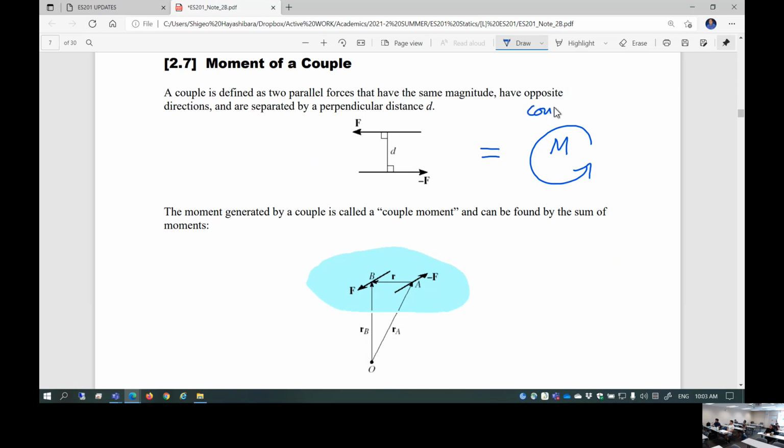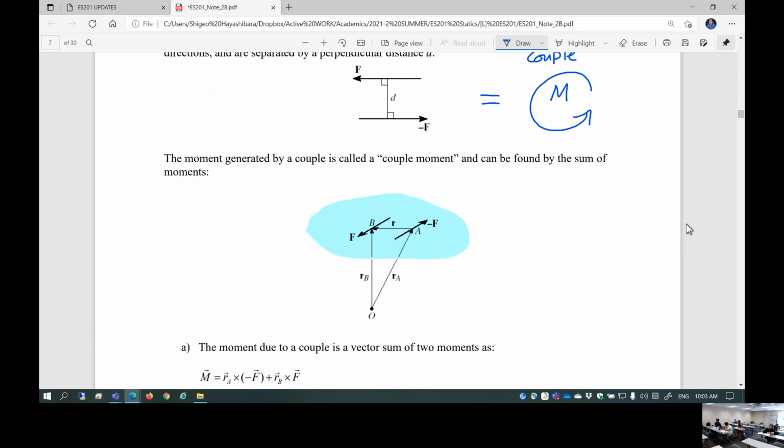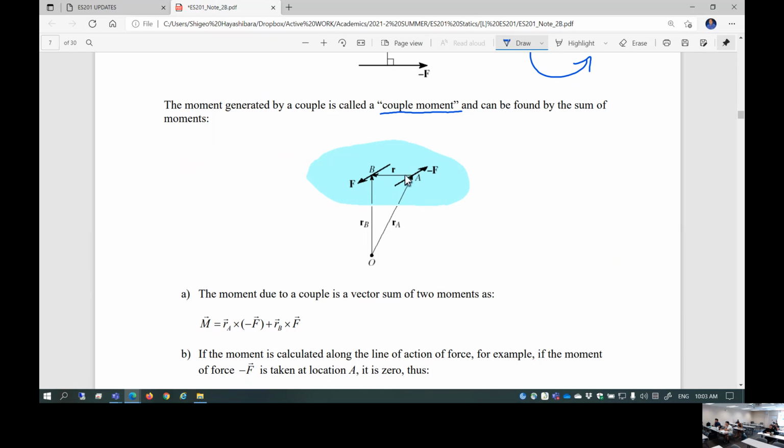This is a couple moment. Moment of a couple. So the moment generated by a couple is called a couple moment. You can determine the magnitude of the moment of a couple by taking some arbitrary point O, taking position vectors RA and RB, and taking the cross products RA cross F and RB cross F. One is negative, one is positive. Add them together and it creates this kind of moment.